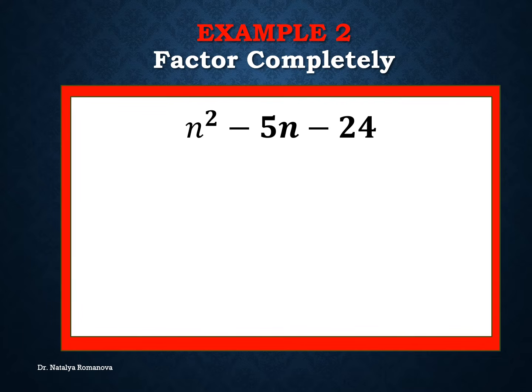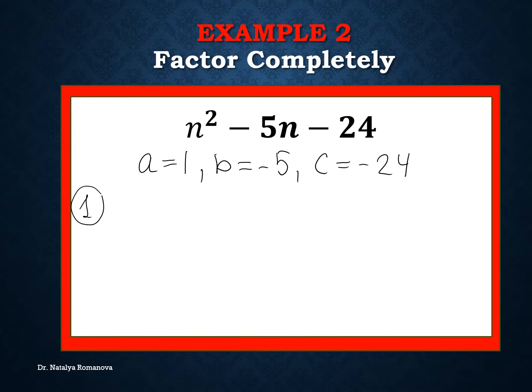The second example, we write our coefficients a, b, c. Coefficient a equals 1. Coefficient b, we have to take with sign, negative 5. Coefficient c equals negative 24. Now step 1, we have to take factors of negative 24, it is our c. Okay, so the first has a minus here. The first is negative 1, 24.